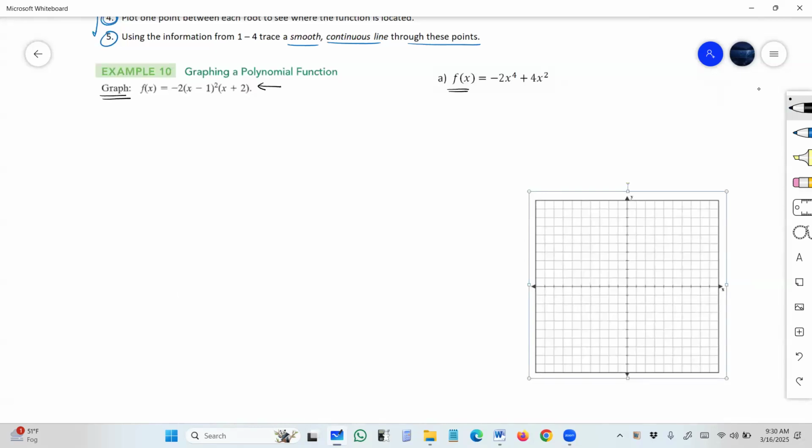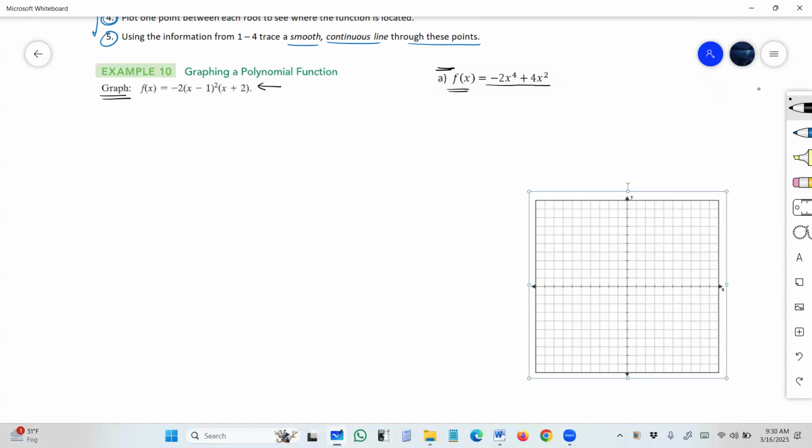In example 10, I give you the polynomial. This is in the textbook, by the way. I give you the polynomial in fully factored form. So this is a little bit easier because it's very easy to pick out the roots and their multiplicities. And usually you can do this a little bit faster. Now, in example A, I don't give you the polynomial fully factored. So in this case, you will have to factor, as we saw in a previous video, which is okay. It's not that bad, but just a couple of extra minutes of work.